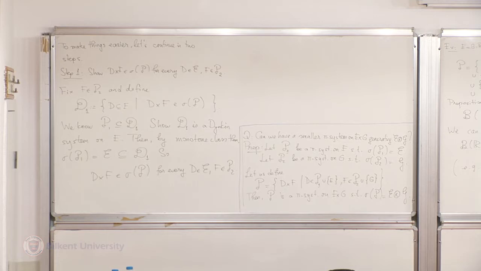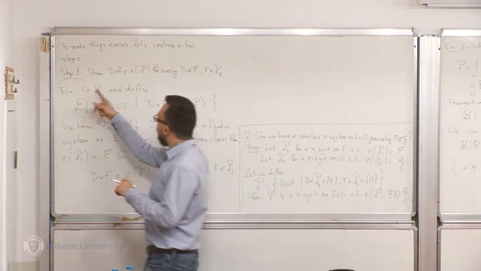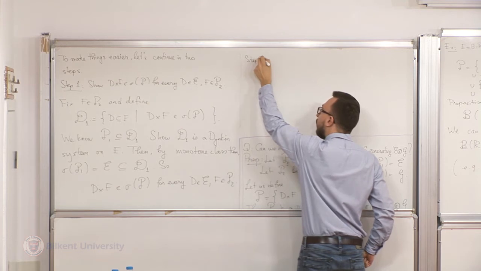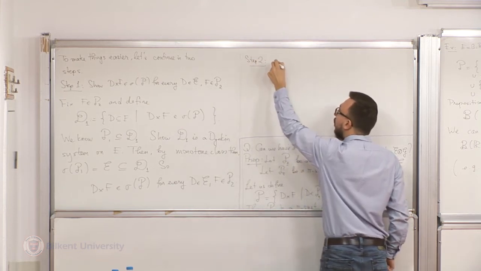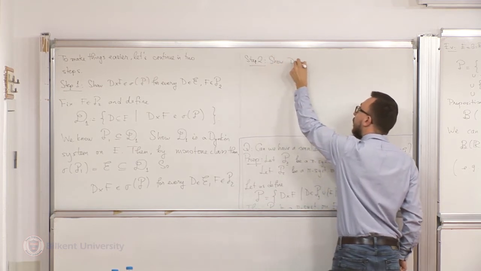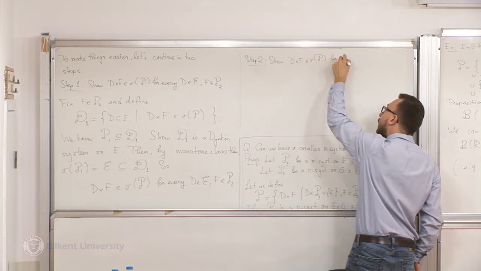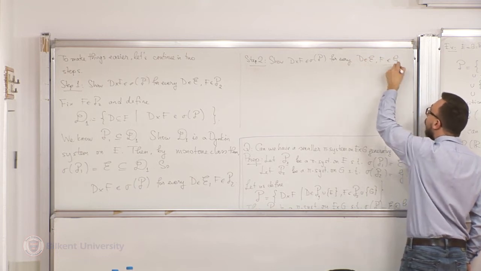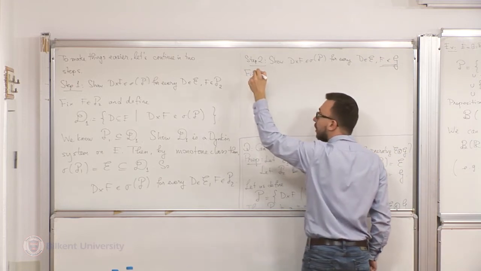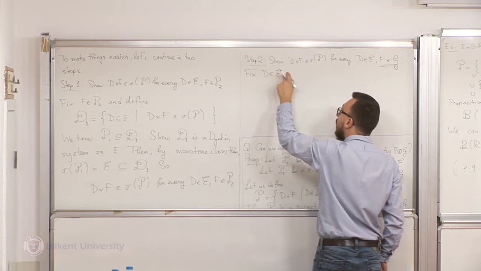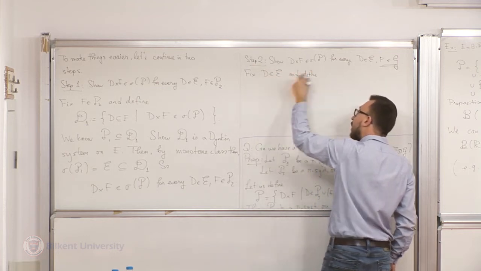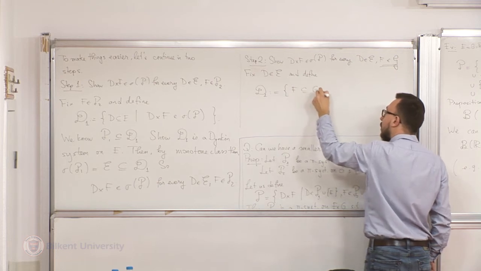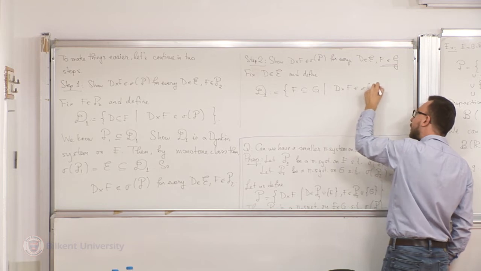Step two is to extend it to the case where D is from the sigma algebra and F is from the sigma algebra, which is the full result. So step two, show D cross F is in sigma P for every D in E and F in script G now. So now we're going to fix the first set, fix D in E, and define D2, which is the collection of sets F such that D cross F is in sigma P.